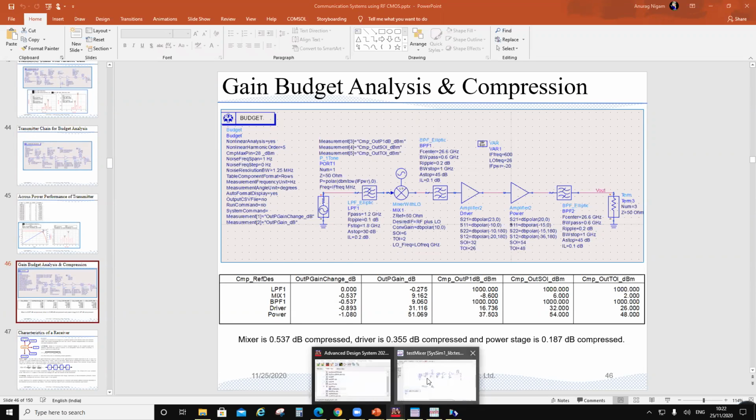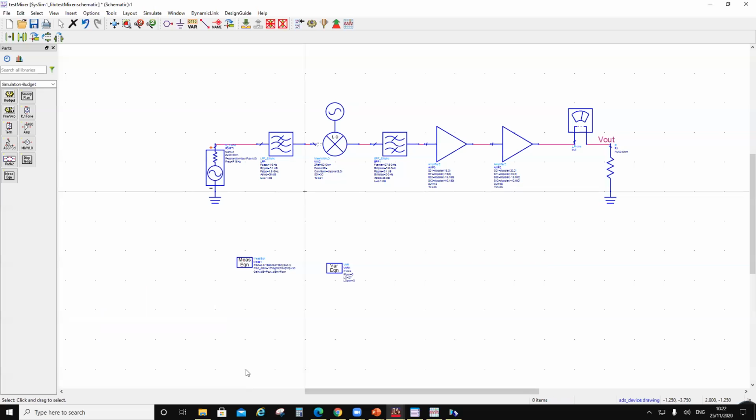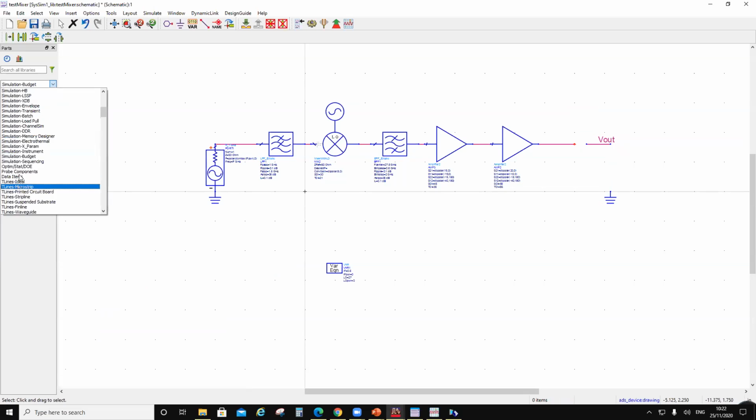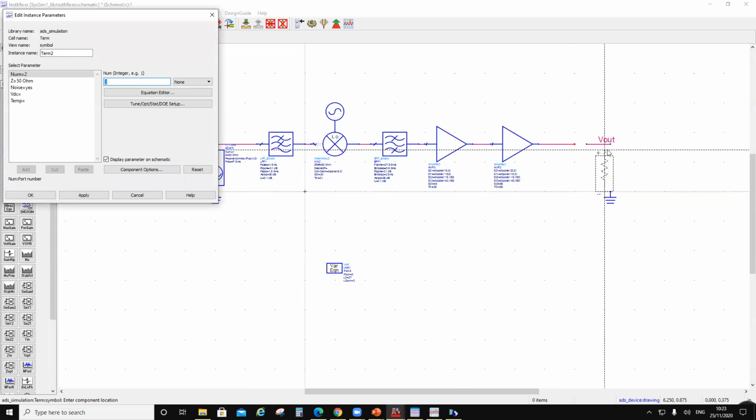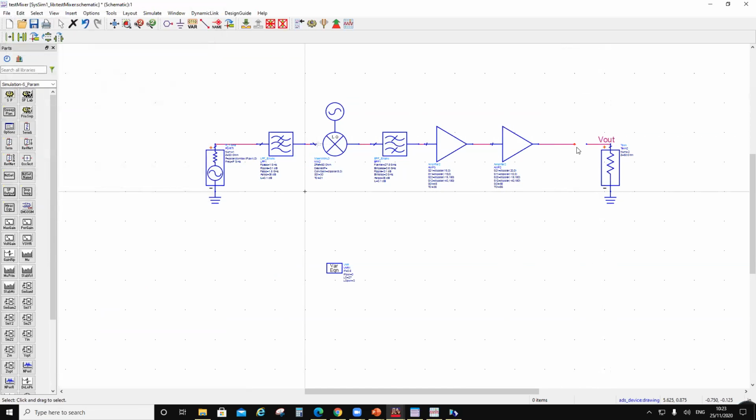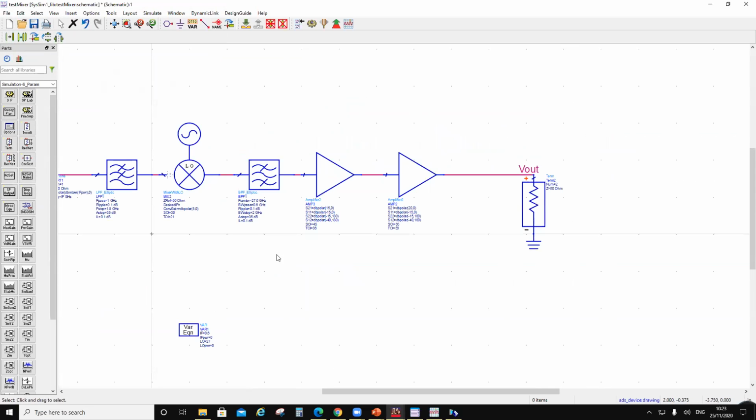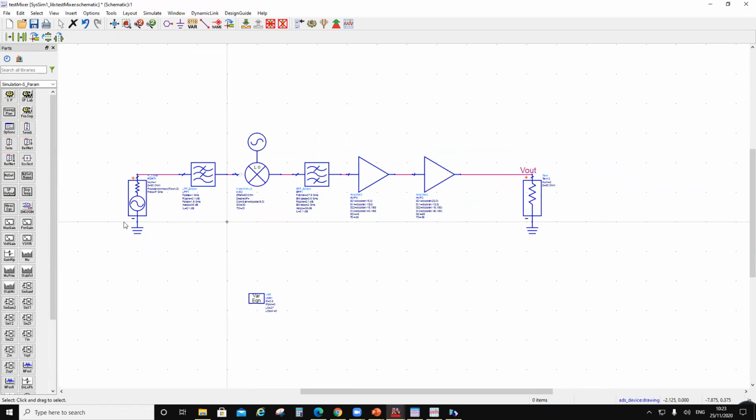I don't need a harmonic balance here. I don't need even these, and I don't need this. Maybe I'll change this with the terminal. If I go to simulation, as a parameter, terminal. This is a 50 ohm terminal. So I have this chain. If I want, I can put another filter here, which I'll do later on. And then I am going to put here what you call the budget controller.